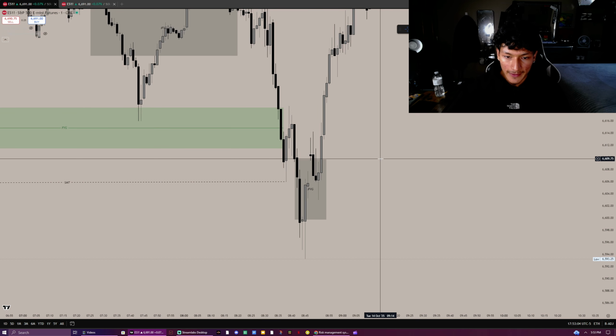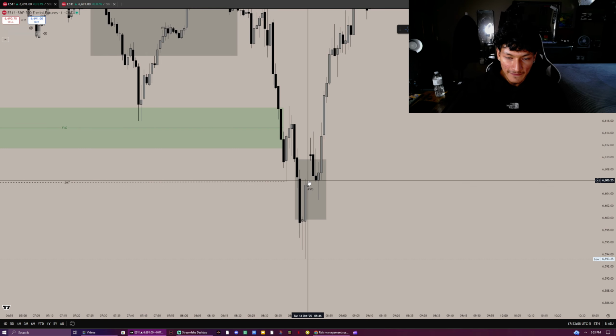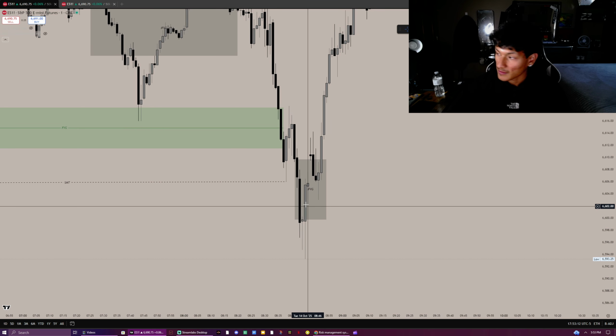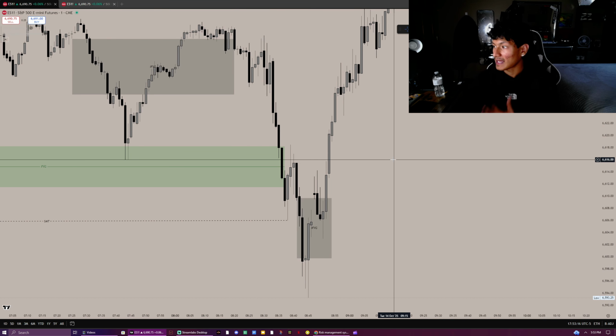Not waiting for that pullback, because that's very important. Waiting for this pullback, that gap, because it left a gap when we broke structure and inversed the gap. We have to come back and take this level out. So that is just something that I have to learn and be more cognizant of.